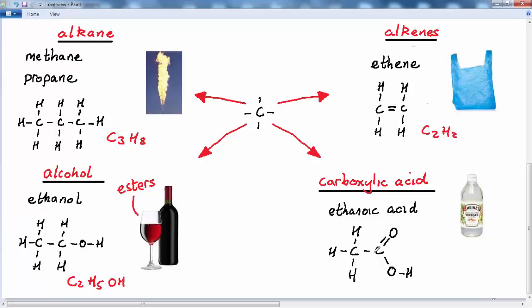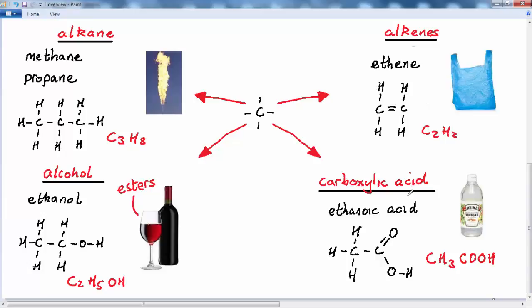And notice that the number of bonds on the carbon atom is always going to be 4. Okay, so you've got 1, 2, 3, 4 on that one, and then you've got 1, 2, 3, 4 on this one. And so the formula for ethanoic acid will be CH3COOH. Okay, but we'll be talking about these families in detail in the following lessons. This is just really an overview so that you can see what we're going to be doing.